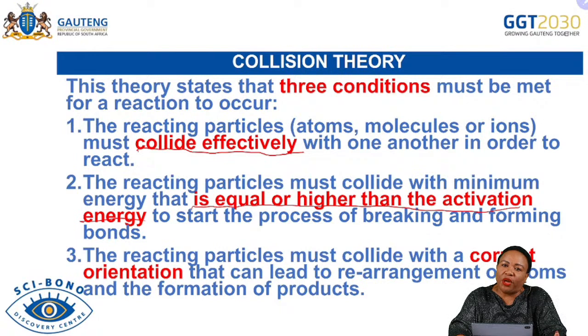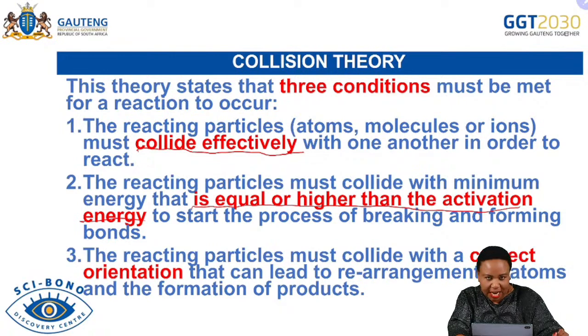But at least the energy must be equal to the activation energy or higher than the activation energy for the reaction to occur, because that energy will make those particles or atoms or molecules have effective collision. Therefore, if the energy is less, it means we won't have effective collision. We need to make sure that the energy is sufficient for every reaction to occur. And what type of energy are we referring to? We are referring to activation energy.